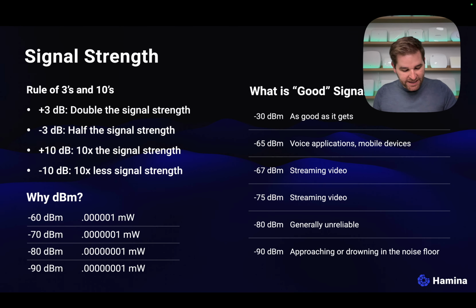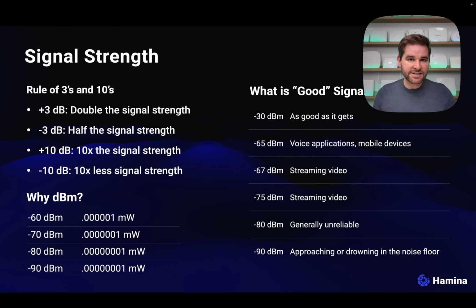For example, minus 60 dBm equals 0.000001 milliwatts. And minus 70 dBm stands for 0.0000001 milliwatts. It's very, very small amounts of power. And this can be really, really annoying to convey in human conversation. Let's say that you're working with another wireless network engineer remotely. You're on the phone with them, and you're like, hey, what's the signal strength in that room look like?